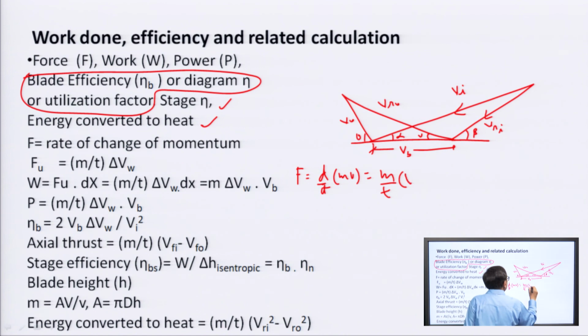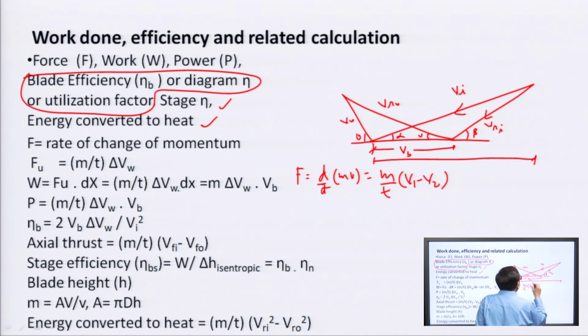So it is m by t into V 2 minus V 1, and this is the force on the steam jet. The reaction of that will be on the blade, which is the negative of that, so it will be V 1 minus V 2. Now, V 1 and V 2 are velocities. Here we can see what is happening: V I and V O have a certain angle, so each has two components. One component of V I is parallel to the direction of motion of the blade, and another component of V I is perpendicular to the direction of motion of the blade.